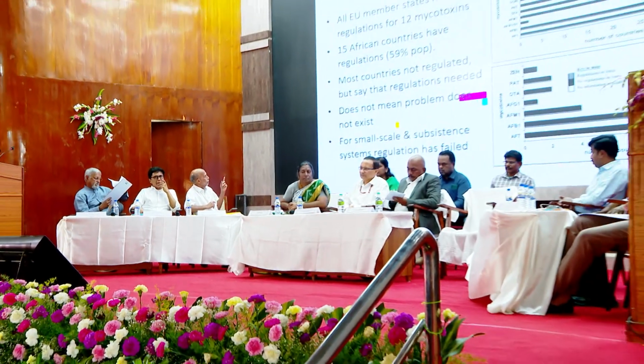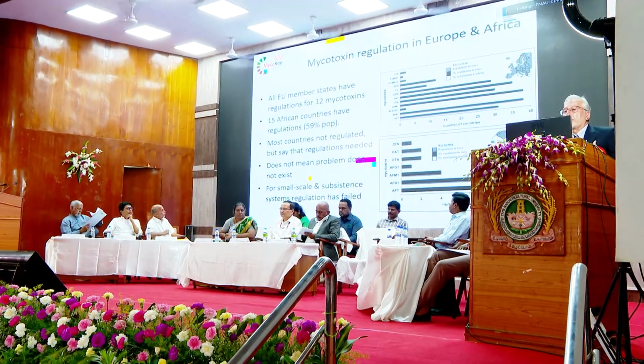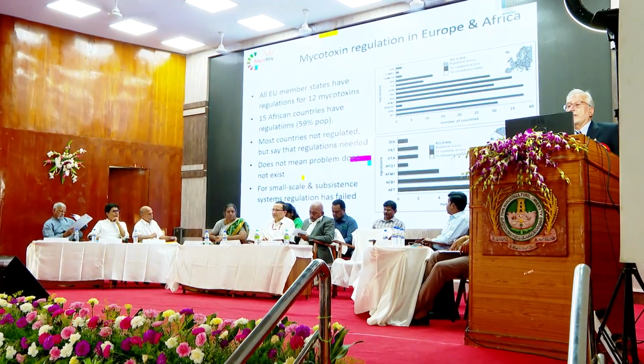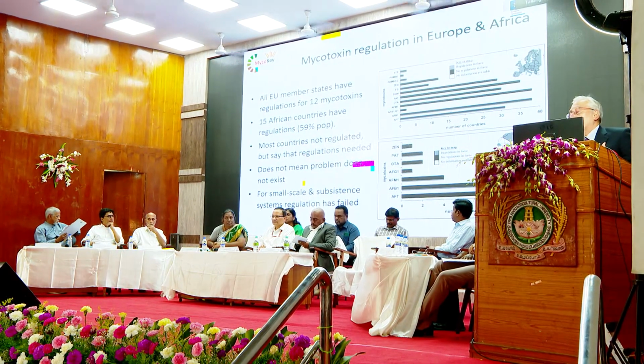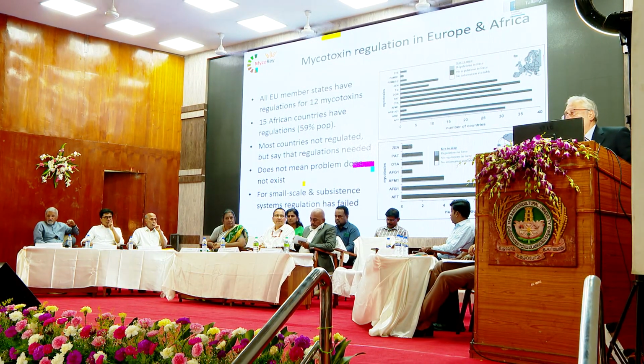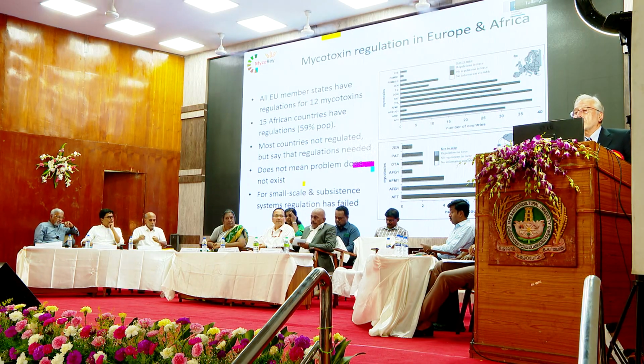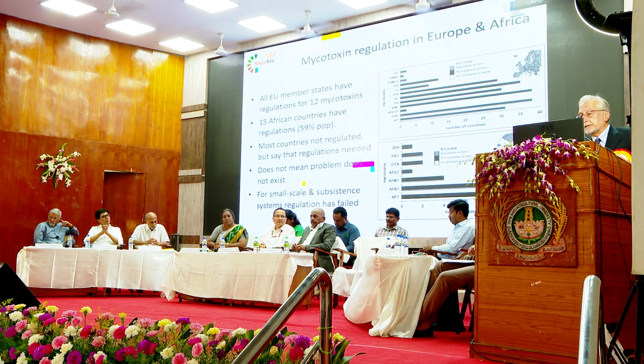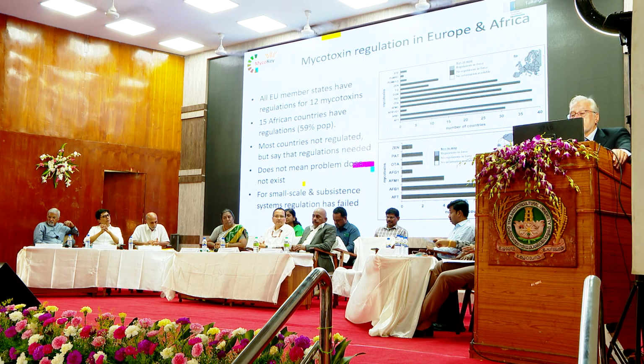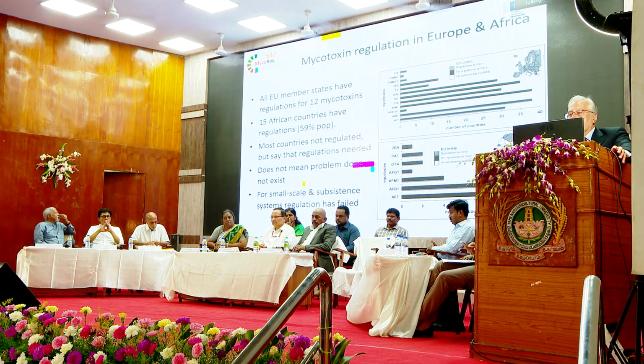For example, in a comparison between Europe and Africa, you can see there are different regulations, different force of regulation. The EU, for example, has regulation for 12 mycotoxins. Just 15 African countries have regulation. That means almost 60% have no regulation. Most countries say that regulation is needed, but problem does not exist, and for small-scale subsistence systems regulation has failed. So these are very big differences in terms of regulation.